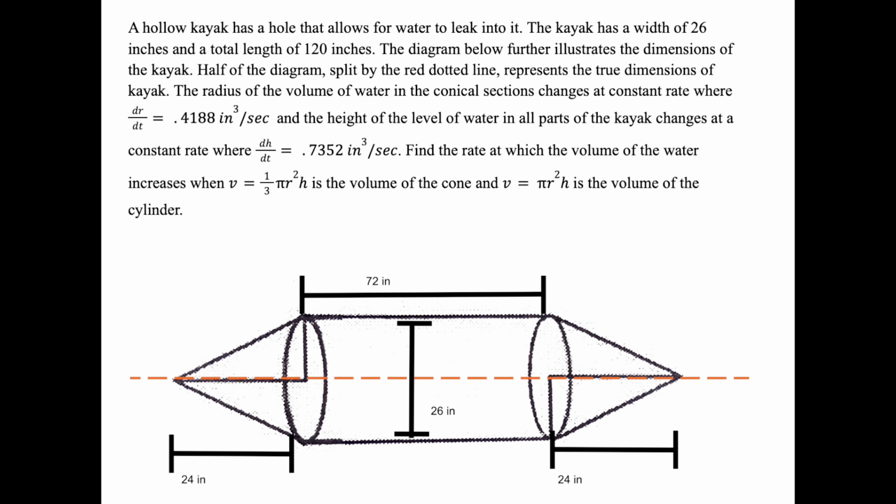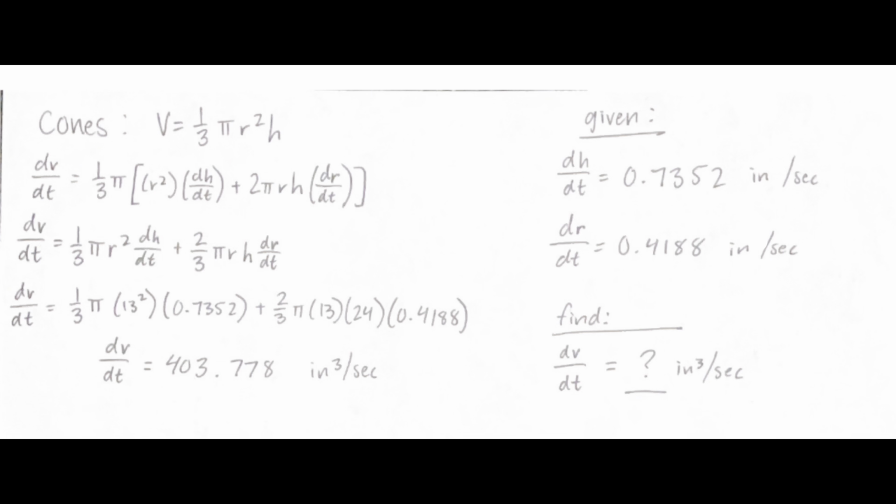For the cones, we are given the formula V equals 1/3 pi r squared h, where V is the volume, r is the radius, and h is the height. First, we will implicitly differentiate this formula and get the simplified version of dV/dt equals 1/3 pi r squared dh/dt plus 2/3 pi r h dr/dt. We are given the variables dh/dt, which is 0.7352 inches per second, and dr/dt, which is 0.4188 inches cubed per second. We will plug these variables into the simplified version and get 403.778 inches cubed per second for the cones.